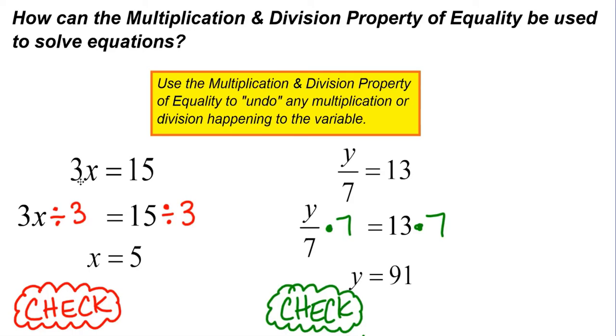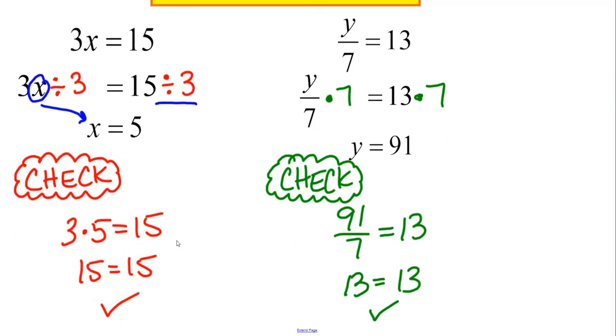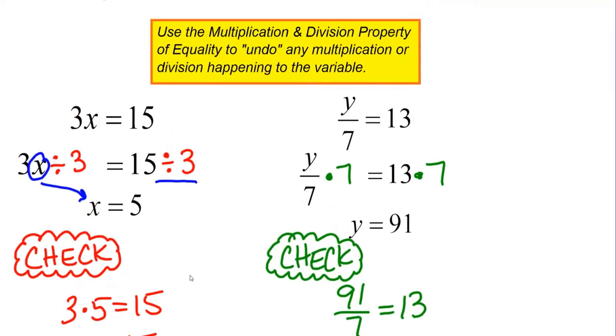Since x is being multiplied by 3, I want to undo that. So I use the opposite operation, and the opposite of multiplication is division. It's being multiplied by 3, so I'm going to divide by 3. So 3 times x divided by 3, the times 3 and the divided by 3 cancel each other out, and all I'm left with is just x. And then what I do to one side, I have to do to the other. So I divide this side by 3 as well. And 15 divided by 3 is 5. And that is my solution. x equals 5. And if I check that, I put 5 in for x. 3 times 5 is 15. 15 equals 15. And that checks out.